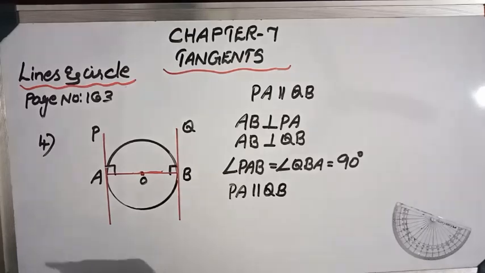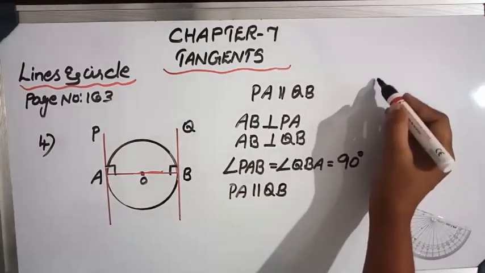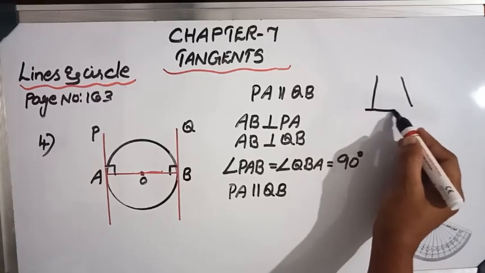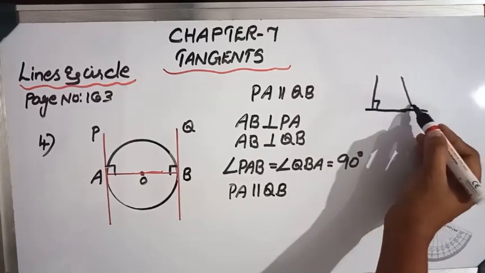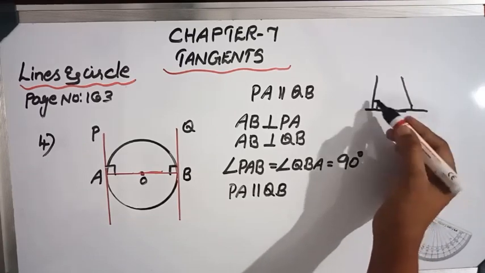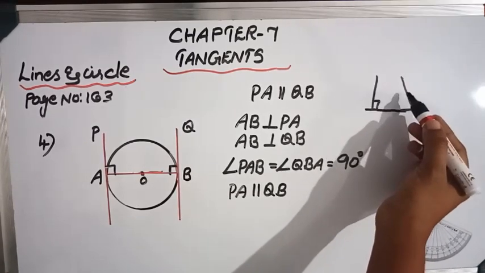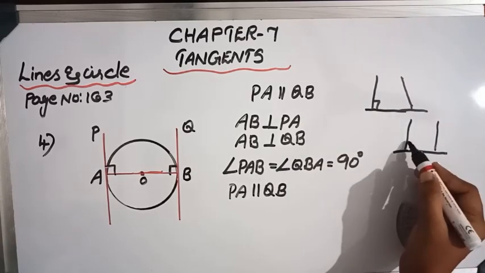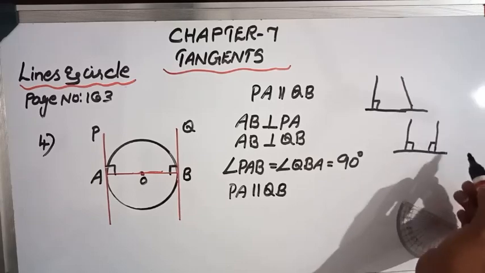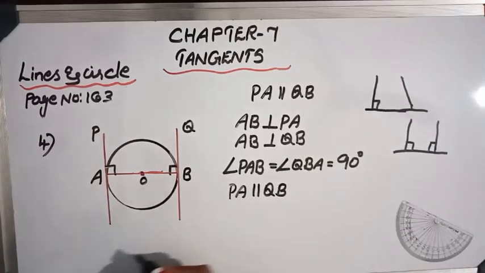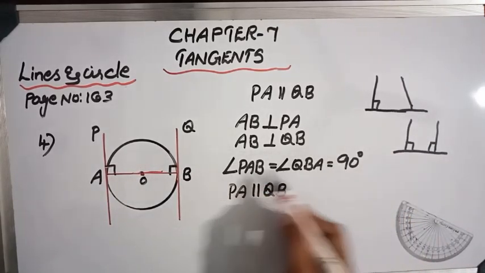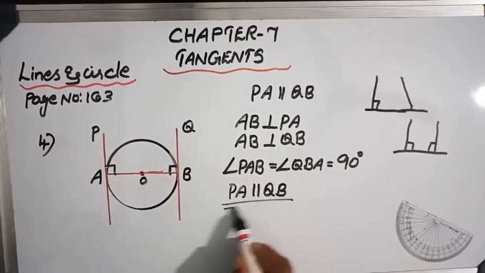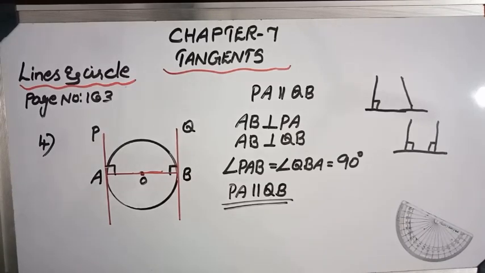Then only we will get 90 degree. If it is not parallel, for example, if one line is like this and the next is like this, here 90 degree, but here it is not 90 degree. If it is so, we can't say these two are parallel. Only if both these angles are 90 degree can we say that these two lines are parallel. So here we got both the angles as 90 degree, therefore PA and QB are parallel. So this is the fourth one's answer.